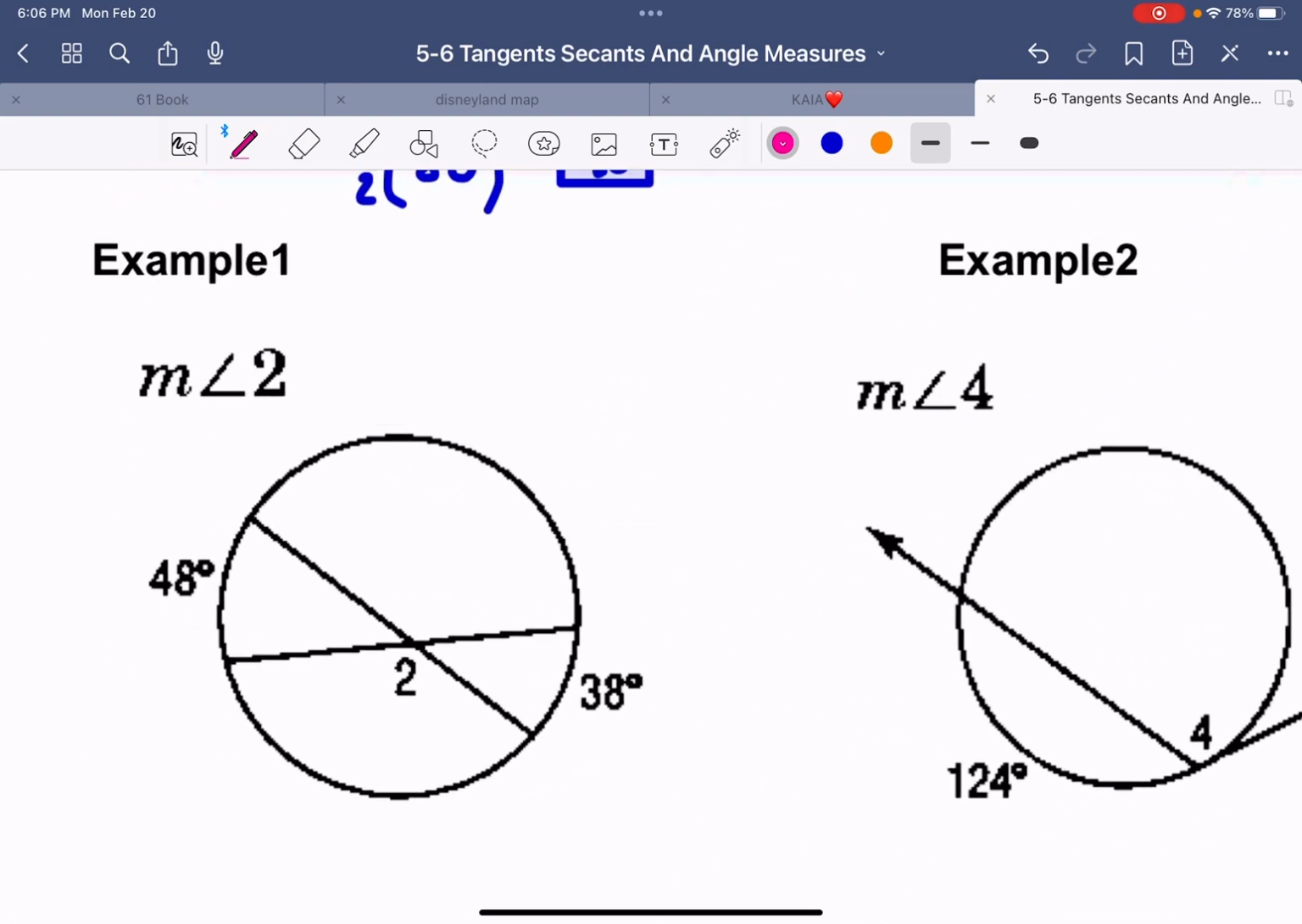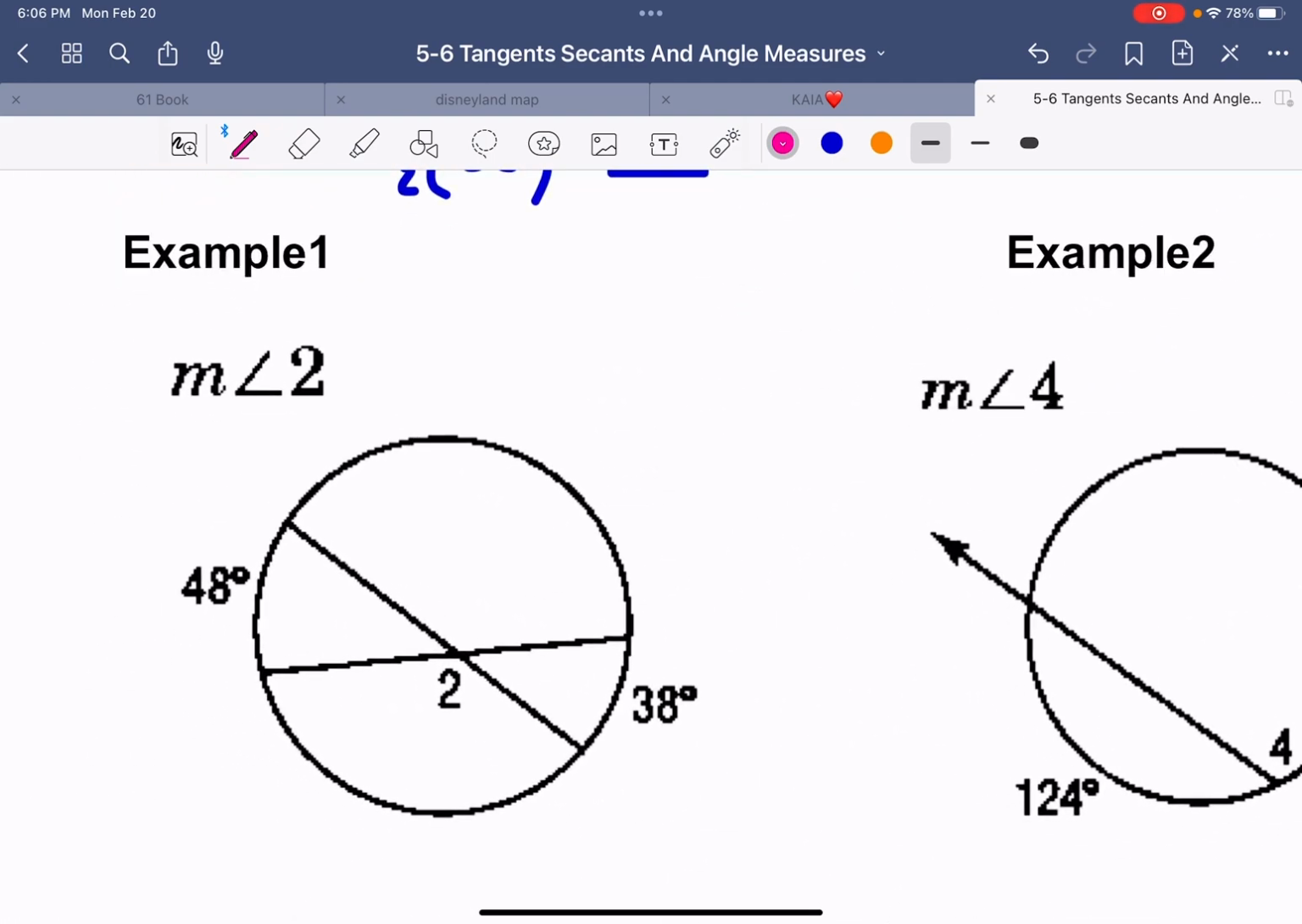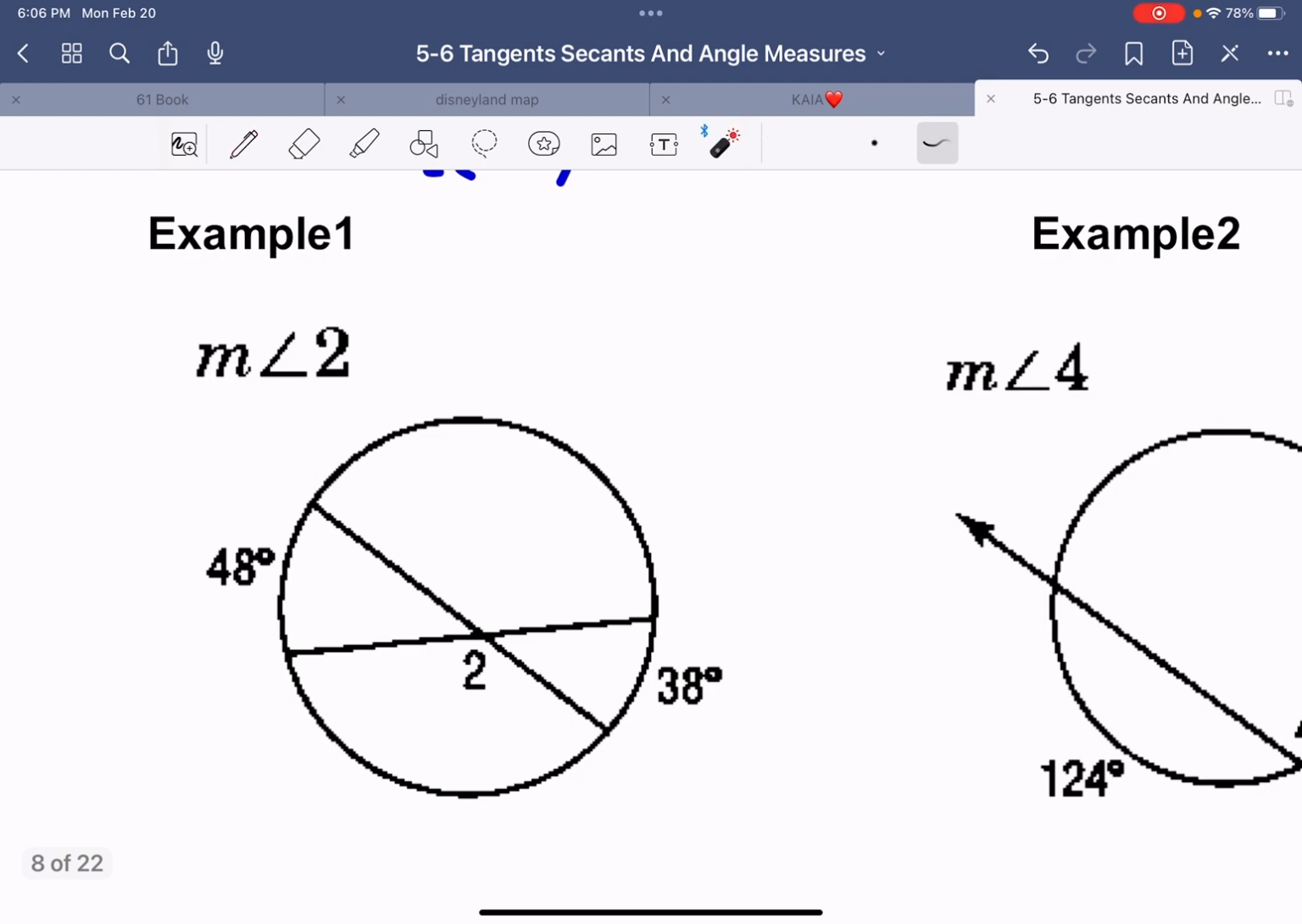All right, so just a few examples, guys. If I find the measure of angle 2 here, notice we are finding an angle on the inside of the circle, so we want to look at the intercepted arcs.